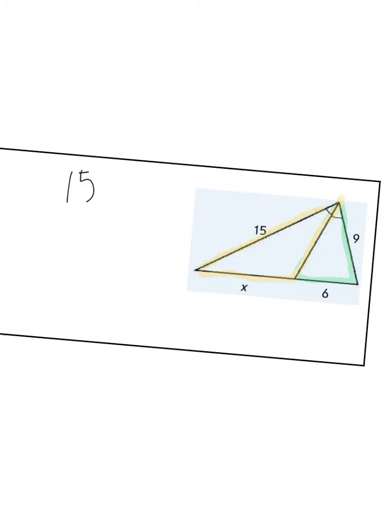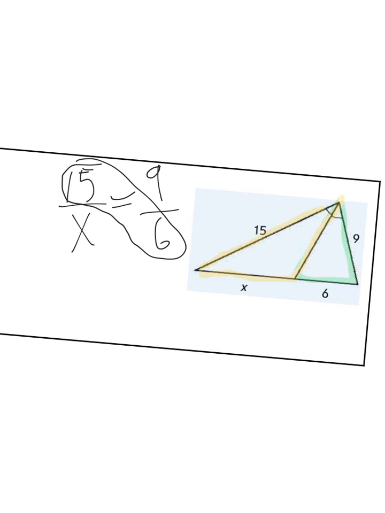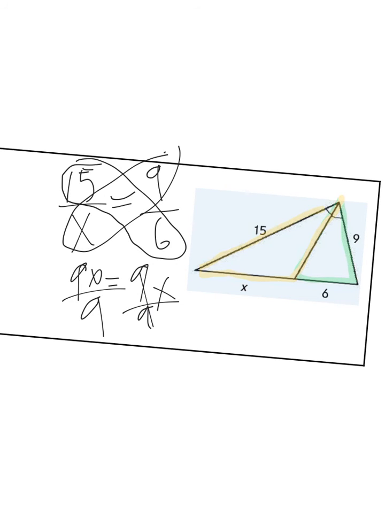So I got 15 over x, top over bottom, equals, is it going to be 6 over 9 or 9 over 6? It makes more sense to say 9 over 6 because that's the side that corresponds, so keep the same order. 9 will correspond to 15. 6 will correspond to x. So let's cross multiply. 15 times 6 is 90. 90 equals 9x. So divide by 9.